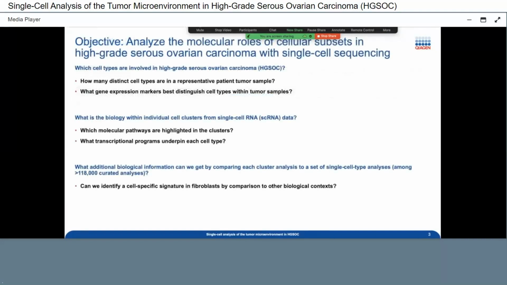We are going to ask basically three questions. We are going to analyze the molecular role of cellular subsets in that cancer using single cell sequencing. Mainly, we can look at which cell types are involved and what kind of markers can help distinguish these cell types. What is the biology underpinning that, the molecular pathways, the transcriptional program? And we can also compare what we find in that single cell analysis to a bunch of other comparisons that we have in our database, and we're lucky to have that.